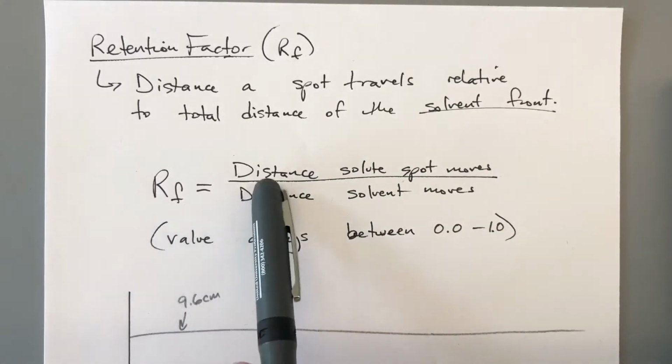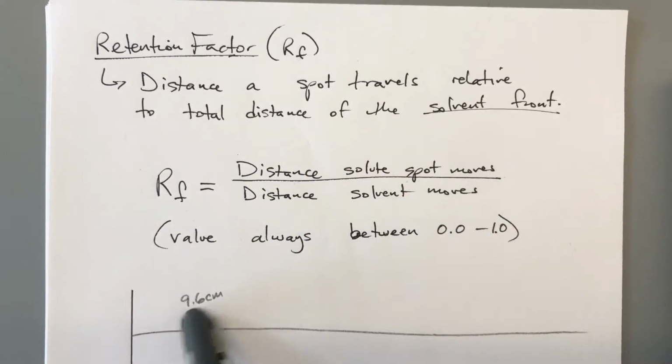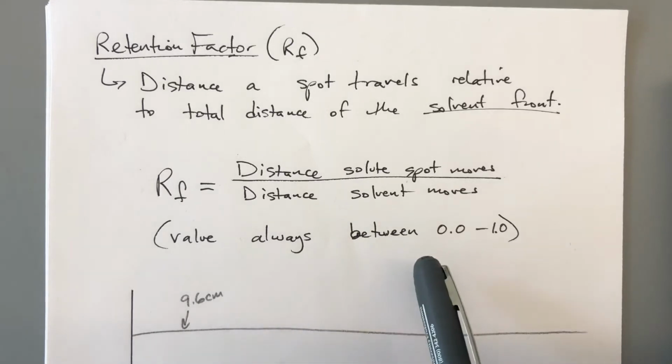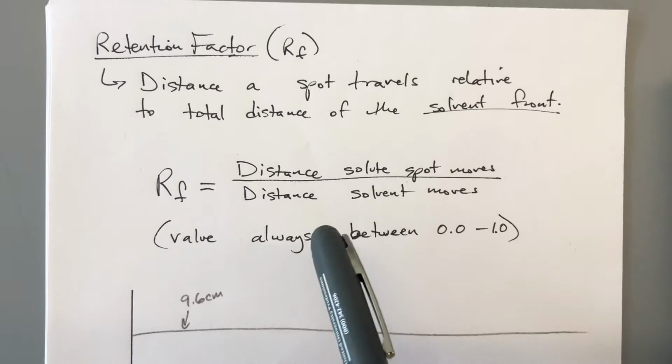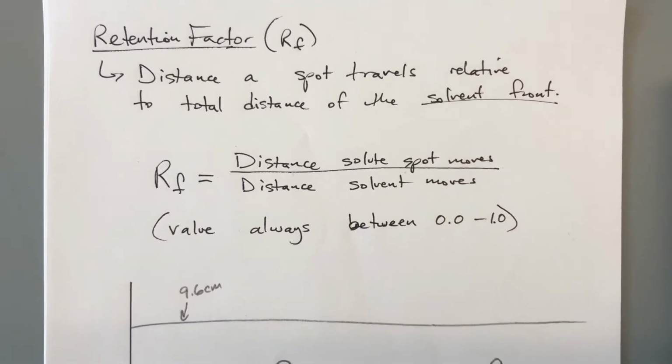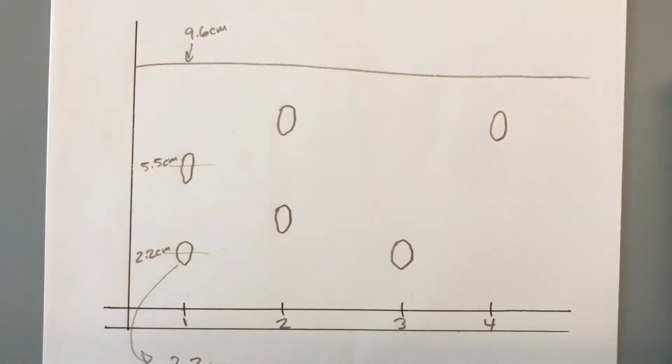So you measure the distance that the spot traveled, and you divide it by the distance that the solvent traveled, the line at the top, basically. The value will always be between 0 and 1. If you get a value bigger than 1, you set something up wrong. Okay. I literally just sketched an example of what this might look like.